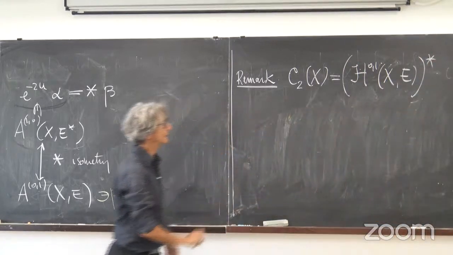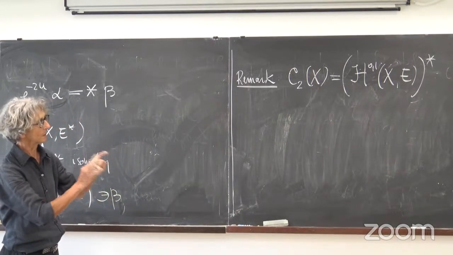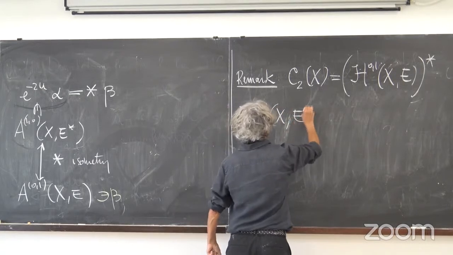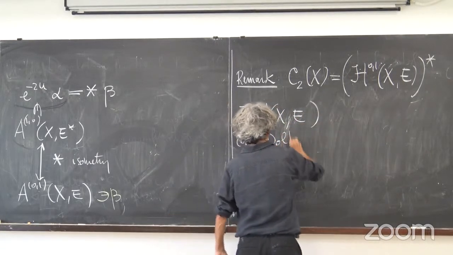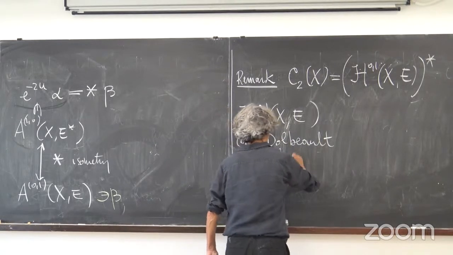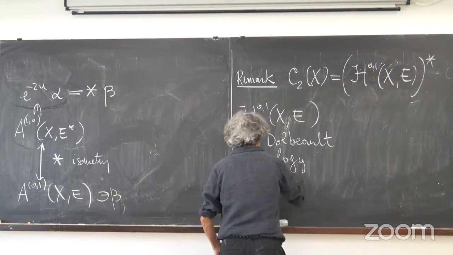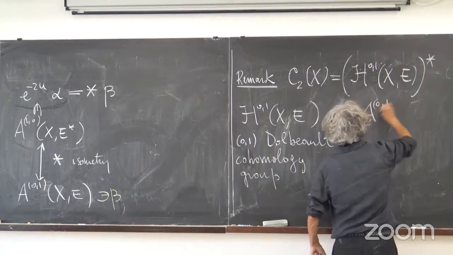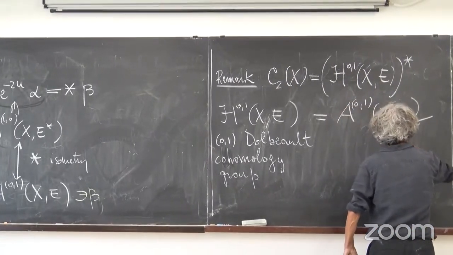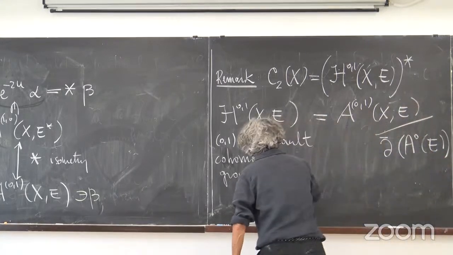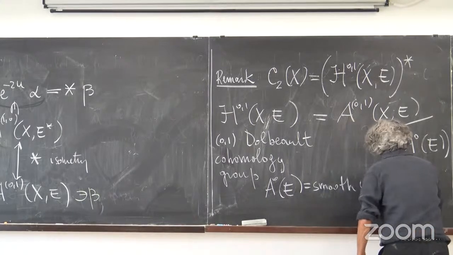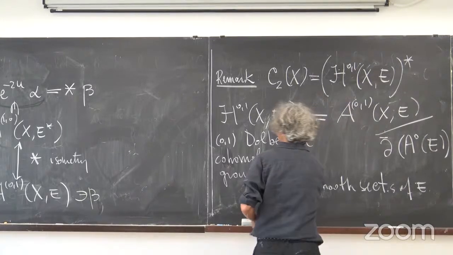So you see, since we have taken a dual approach, this is what we should base the way that we want to proceed on. So what is H01 of X, E? It's just, as I said, the 0-1 Dolbeault cohomology group. That is to say, you just take the space of the Beltrami differentials, basically, and you quotient out by the image of the d-bar operator on the smooth sections of E. So A0 of E, the space A0, are just smooth sections of E. Okay?